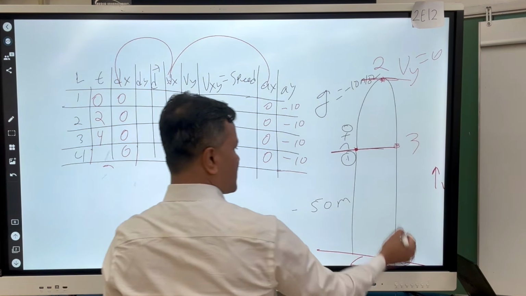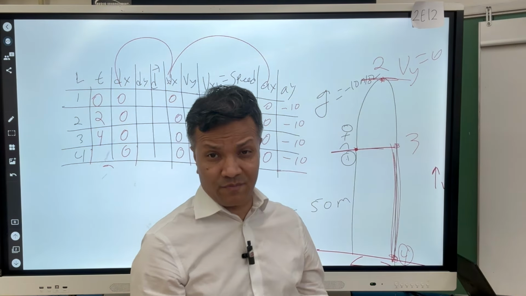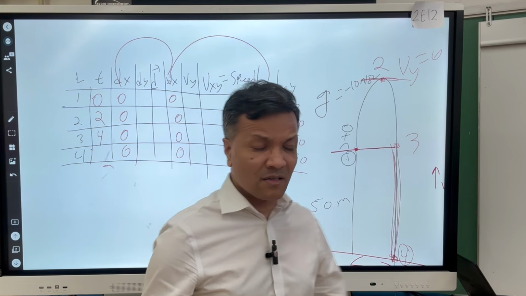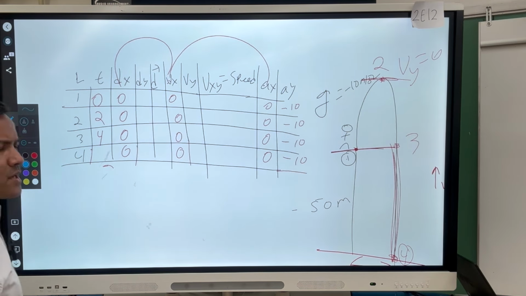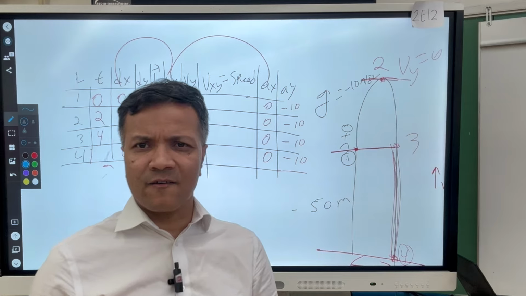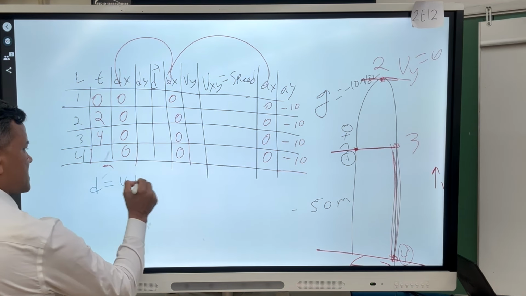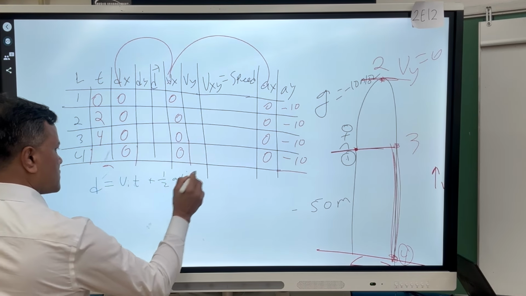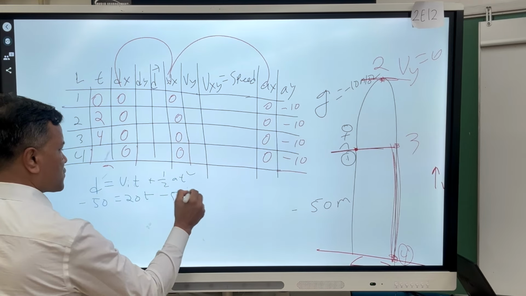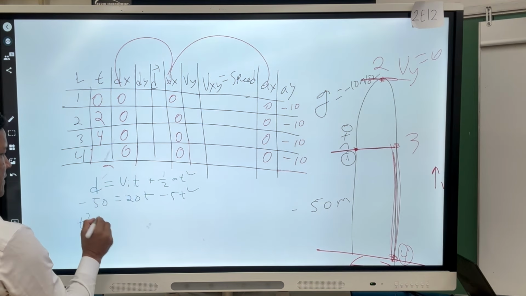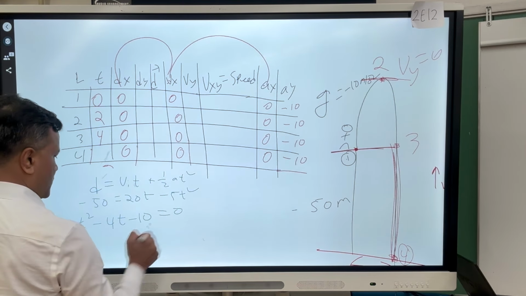However, this is not part of the vertex. So we cannot write 6. No, we don't know how long it takes. Okay, so we're going to use the quadratic. Why quadratic? Because if there is an acceleration, it is always quadratic. So d is equal to vit plus half at squared. So this is negative 50 is equal to 20t minus 5t squared. So this is t squared minus 4t minus 10 is equal to 0.